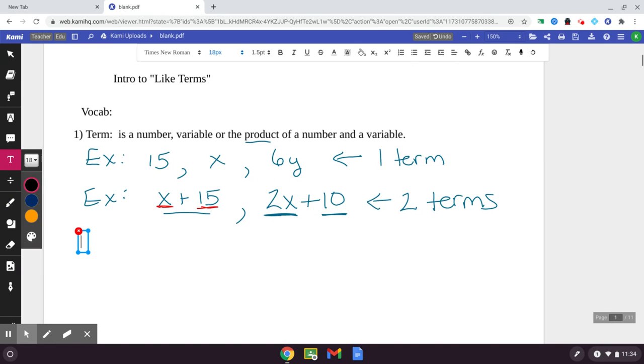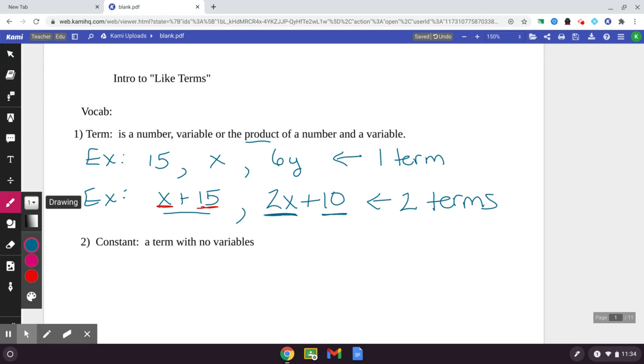All right. Next vocab word is constant. What a constant is, it's just a term with no variables. So really it's just a number. Okay. So an example of a constant, like I said, is just a number. So we could say -2 is a constant. 500 is a constant. 3 is a constant. Okay, just numbers on their own.